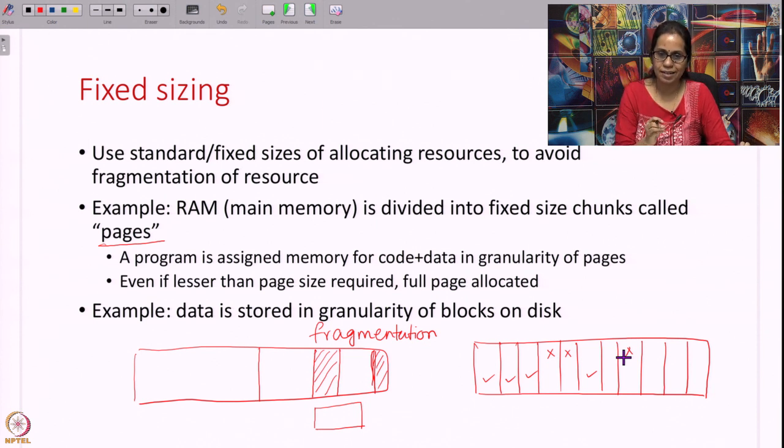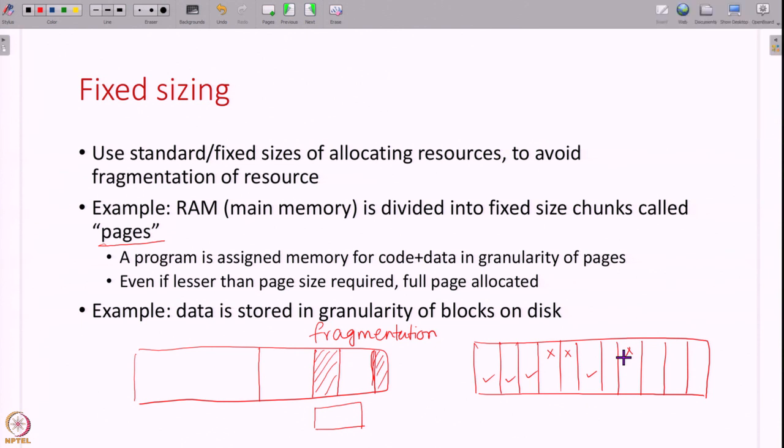Even if you are using less than a page, you will get an entire page for you to use, because it just makes memory allocation easier. So, now somebody else comes, you give some of the free chunks, right. So, memory is allocated and freed up at this fixed size granularity called pages. Similarly, on the disk also data is stored in fixed size blocks. All of this makes it easy to allocate and free up memory, and fixed size and also non-contiguous, right.